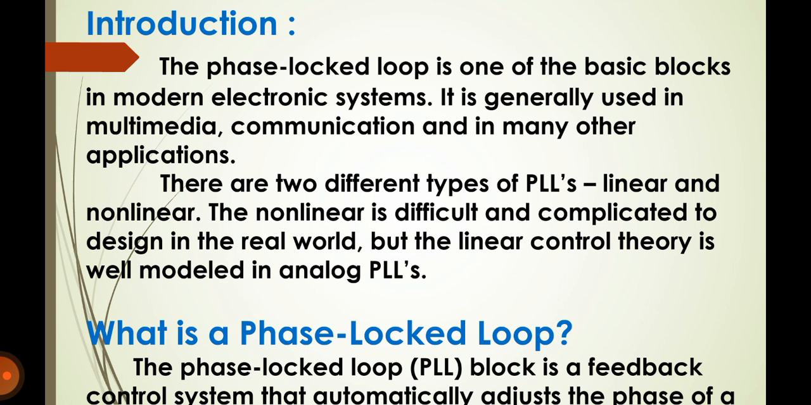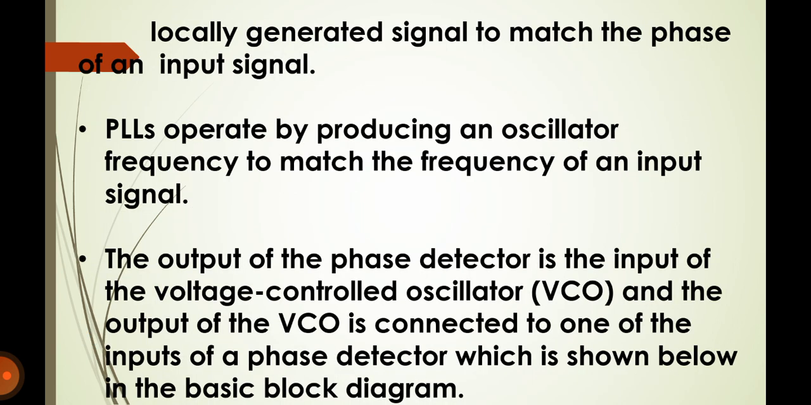What is a phase locked loop? It is a feedback control system that automatically adjusts the phase of a locally generated signal to match the phase of an input signal. This operates by producing an oscillator frequency to match the frequency of an input signal. Here in this phase locked loop, the output of the phase detector is the input of the voltage controlled oscillator, and the output of the voltage controlled oscillator is connected to one of the inputs of the phase detector.